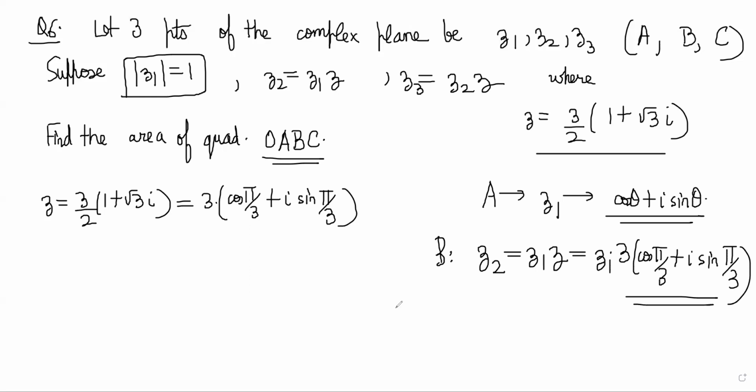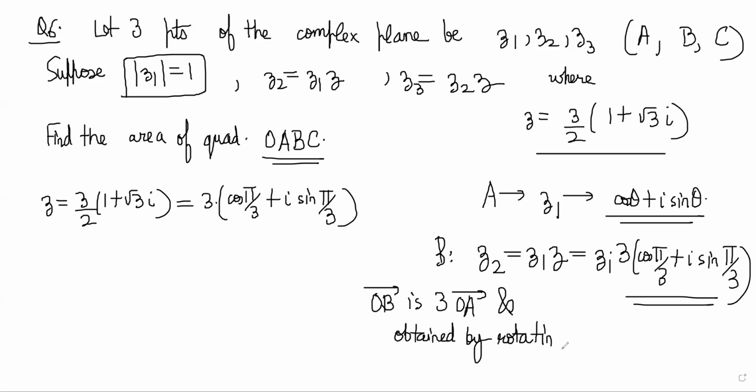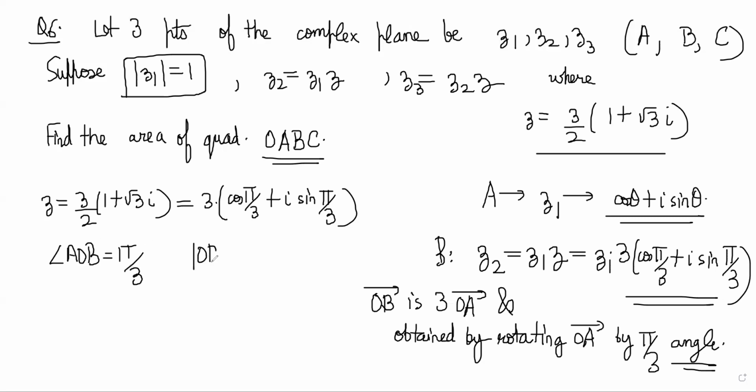So here we can say that the OB vector is 3 times the OA vector, obtained by rotating OA by pi by 3 angle, right? In a counterclockwise sense. So what we figure out from here is that angle AOB is equal to pi by 3, and modulus of OB is 3 times the modulus of OA, and modulus of OA was equal to 1 because mod of Z1 was 1. So this is 3, right?